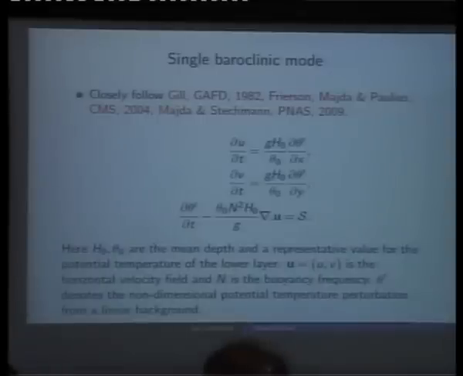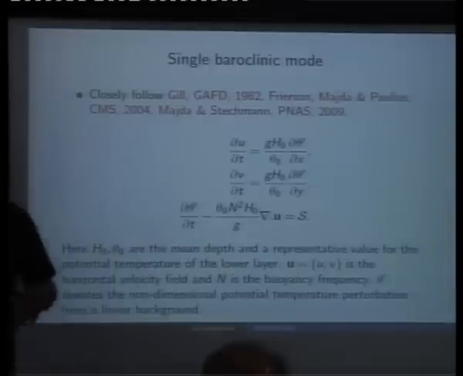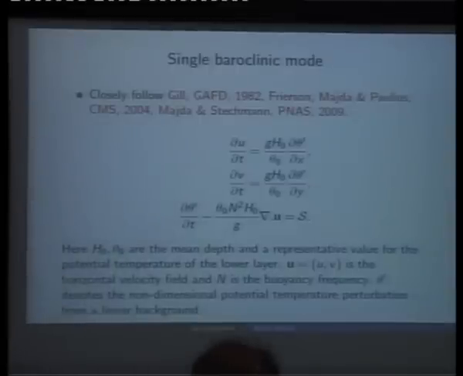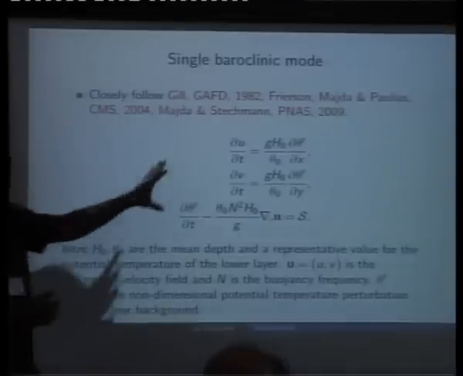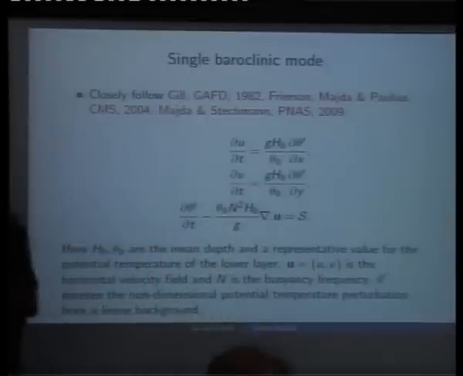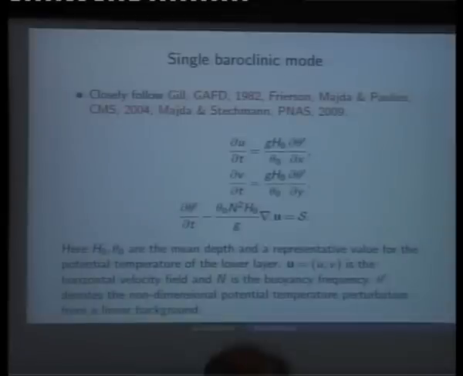I guess by now we are familiar with. One can look at a classic paper by Gill from 1982, or the many papers that were discussed in the first talk by Professor Kuiper or by Sam Stechmann and yesterday in Professor Maeda's talk. We are essentially going to deal with a single baroclinic mode. U and V are your horizontal velocity fields. Theta prime is the potential temperature perturbation.